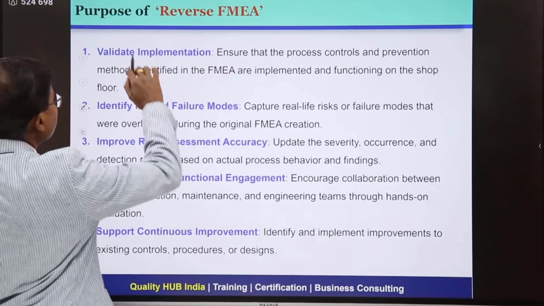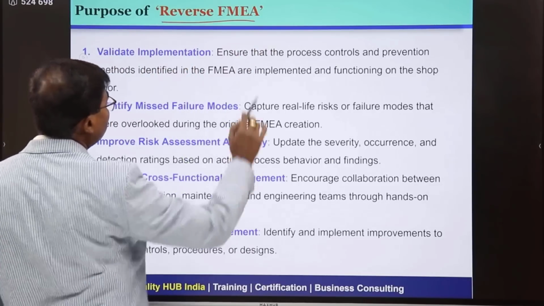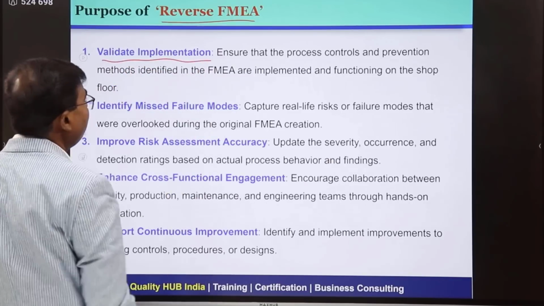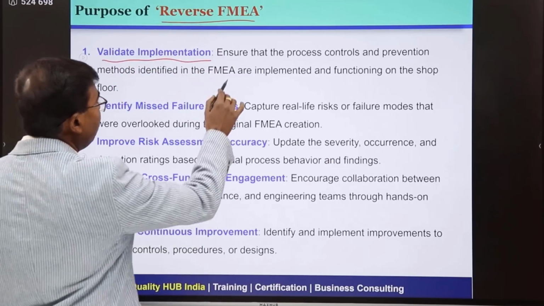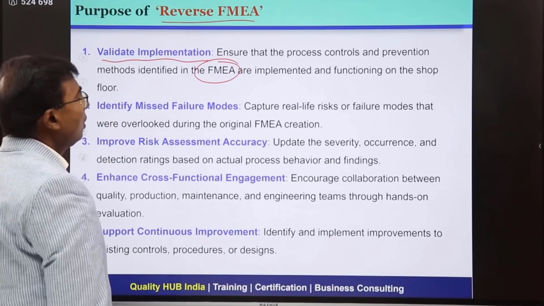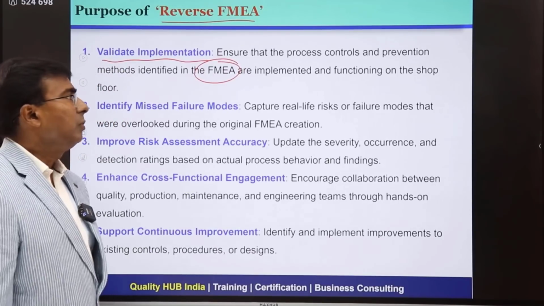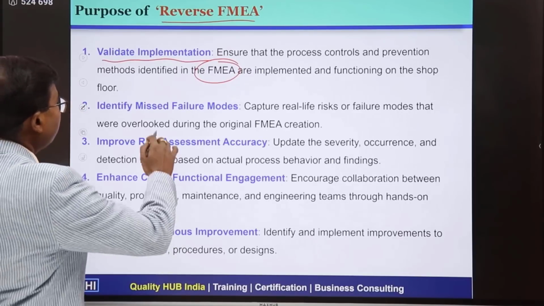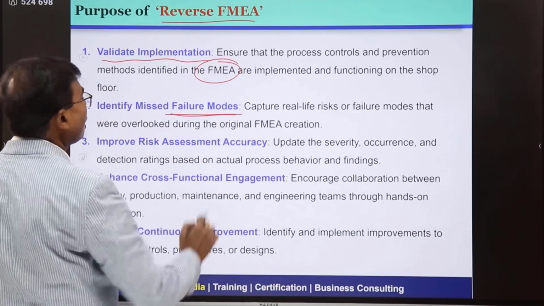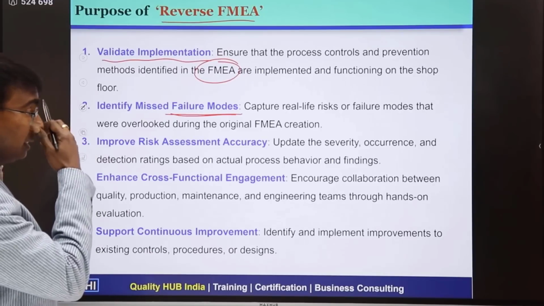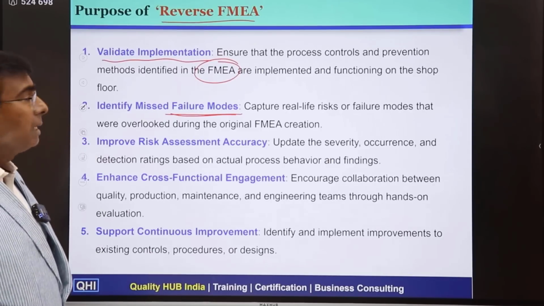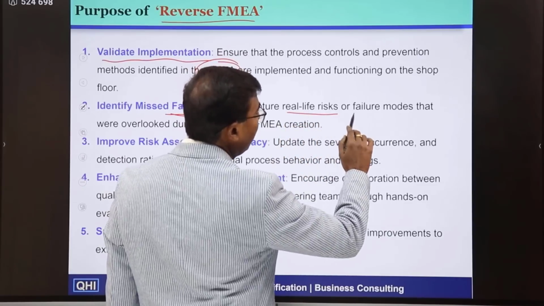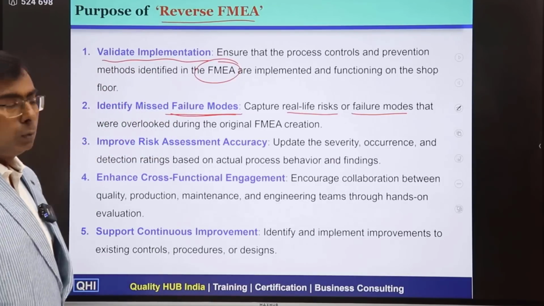Now talking about the purpose, what is the purpose or objectives of reverse FMEA? Of course, we have discussed a lot: to validate the implementation of whatever FMEA we have done initially, whether that is working properly and whether we are getting the results we were expecting. So it's a sort of validation of the same. Second, something might have been missed by the cross-functional team during the initial FMEA creation. So that review is necessary. You need to capture real-life risk by going to the Gemba, looking at the failure modes, and then reviewing.